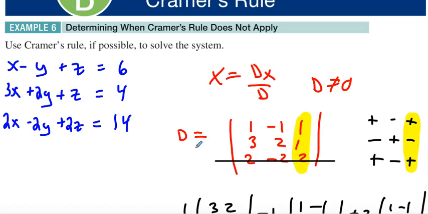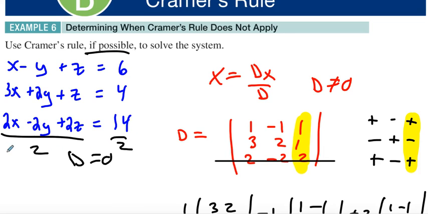So since D is equal to 0, it's not possible to use Cramer's rule. So we're kind of done with the problem here. Well, not quite really, because what does that mean? Is there a solution? If you look at this, these are almost similar. If I divide this by 2 and that by 2, I would have x minus y plus z equals 7. And these two are almost the same, right?